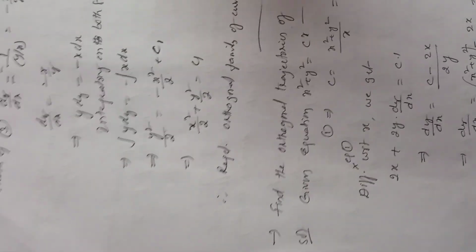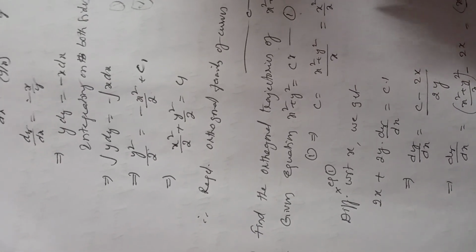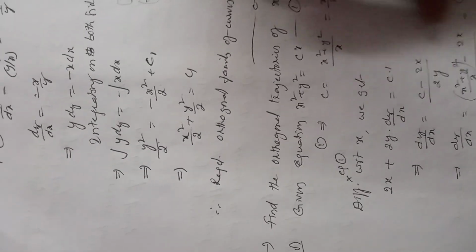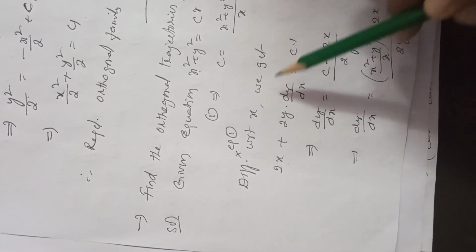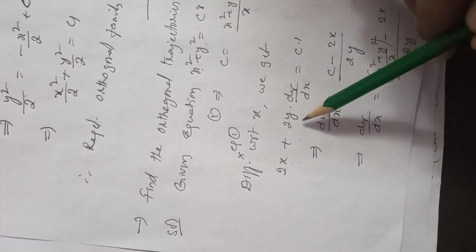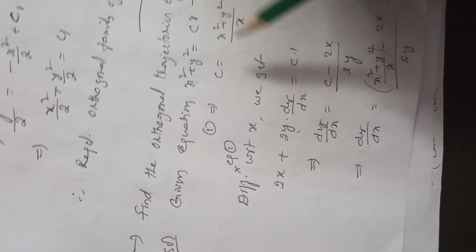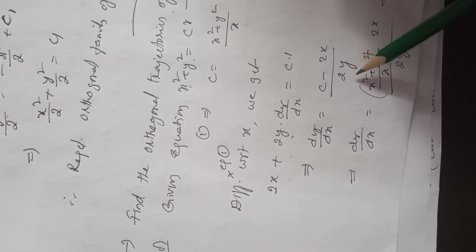Next example: find the orthogonal trajectories of x square plus y square is equal to cx. Again, I have to write the given equation, equation number 1. What is the first step? I have to differentiate with respect to x. Differentiating equation 1 with respect to x, the differentiation of x square is 2x plus the differentiation of y square is 2y into dy by dx, is equal to the differentiation of cx, which is c into 1. Now dy by dx is equal to, transposing to the right hand side, c minus 2x by 2y.